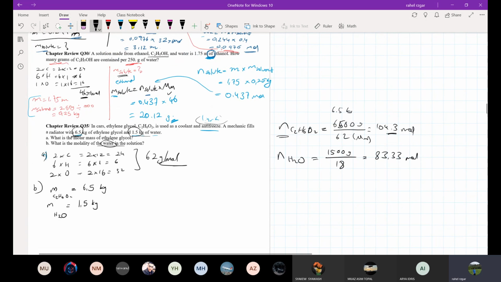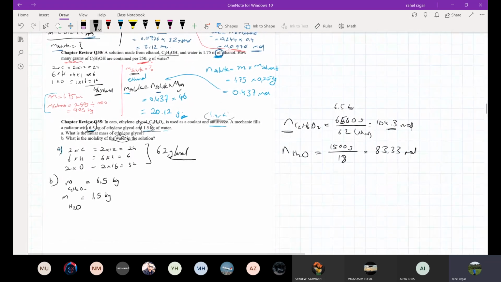So which one is higher? Ethylene glycol. Go back to the first section of chapter 1. If two liquids are mixed together, two things with the same state, the one with the larger amount will become the solvent. So here, the ethylene glycol is the larger amount. That's why ethylene glycol is the solvent. And this time the water is the solute. Why? Because the mole of H2O is lower.